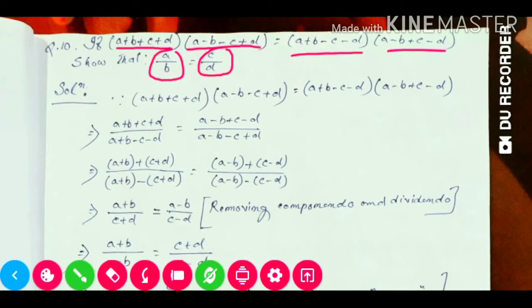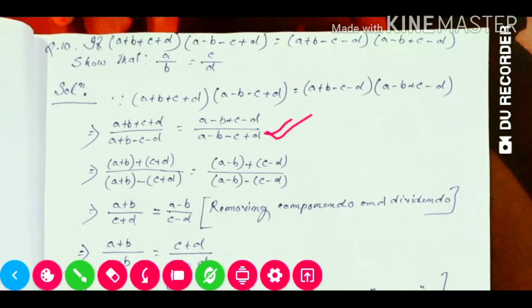So here we are taking a plus b plus c plus d. Down also, in the denominator also, a plus b minus, we are taking common. So it will be c, and minus will be plus d. Why plus d? Because minus we are taking as common. Similarly on the right hand side also we are doing the same method.